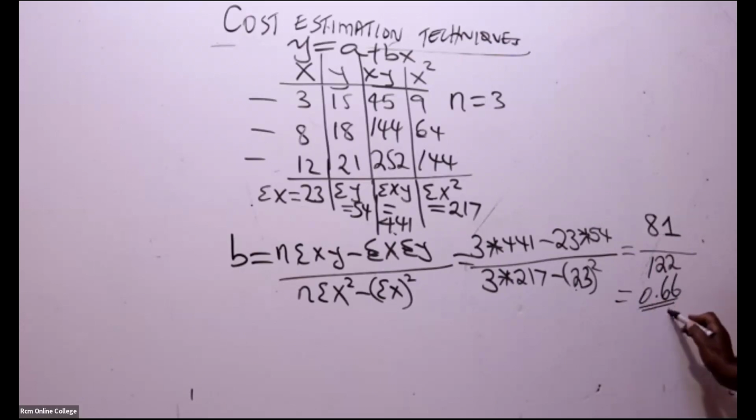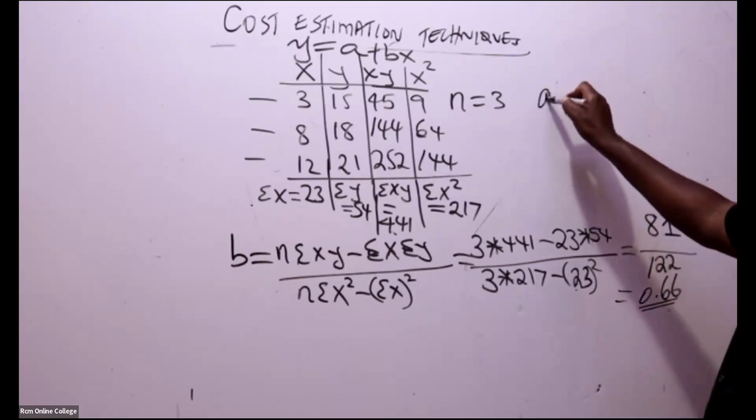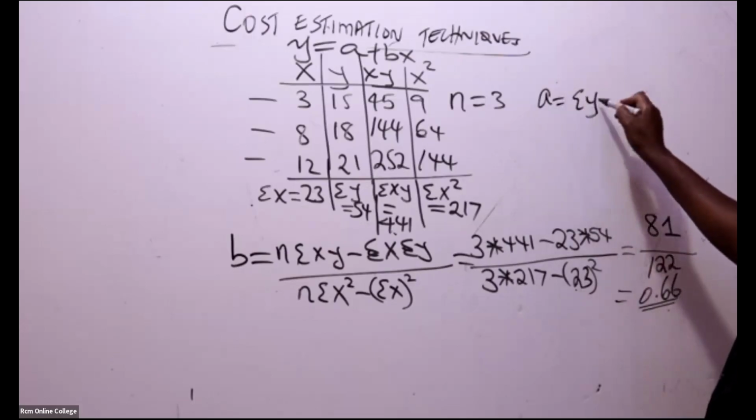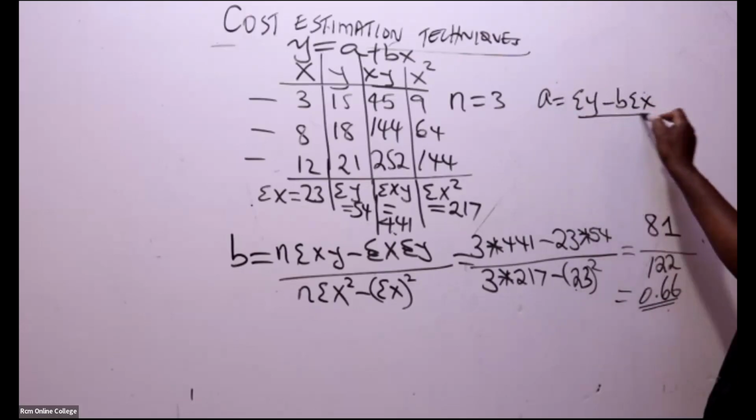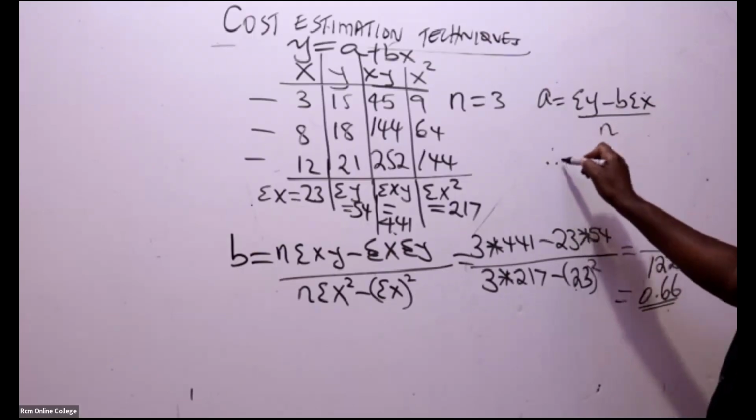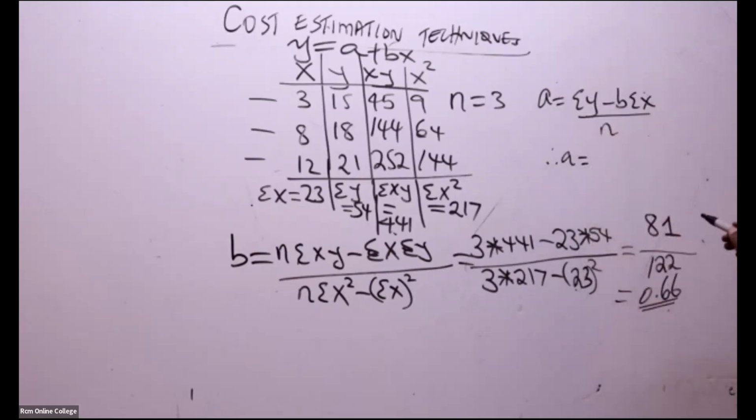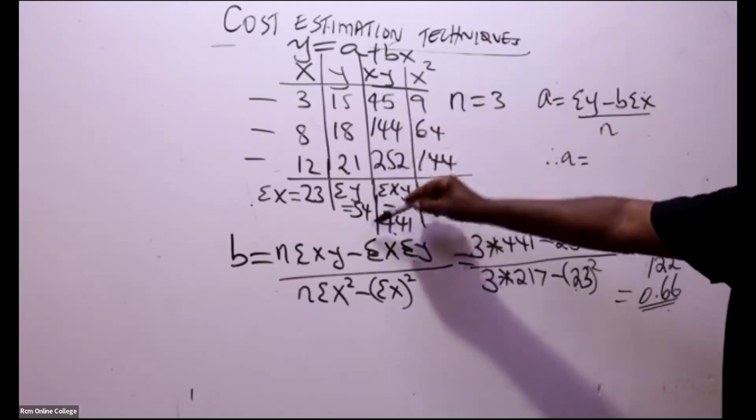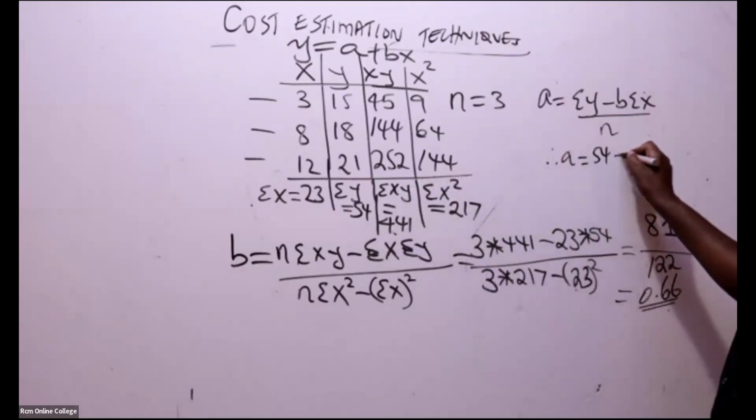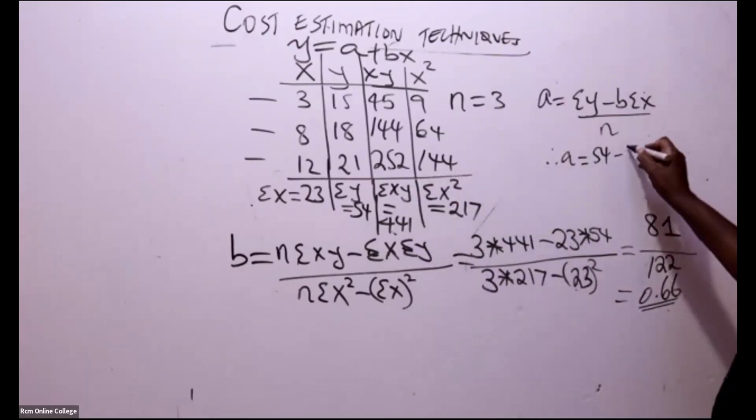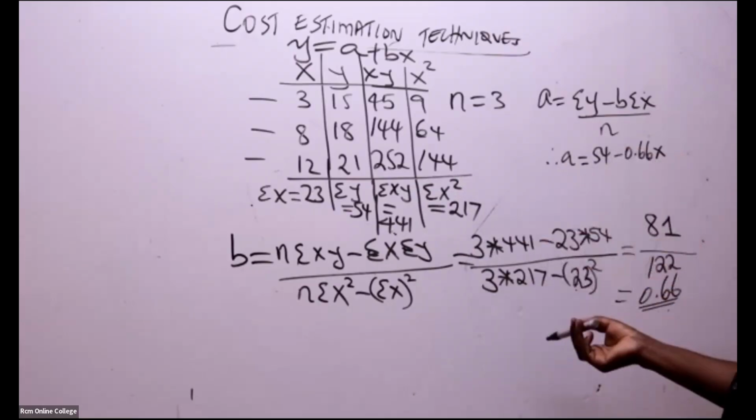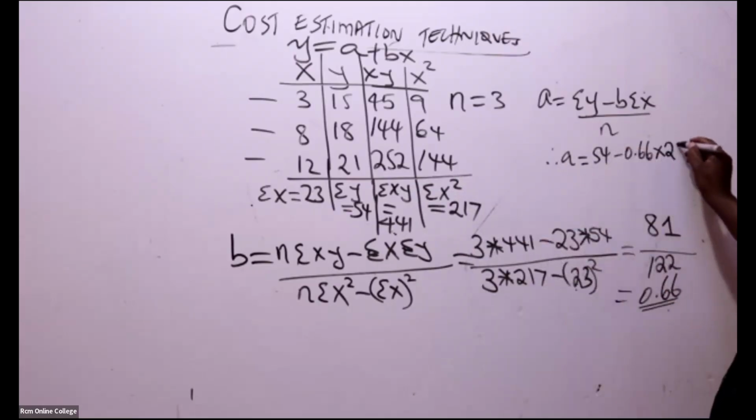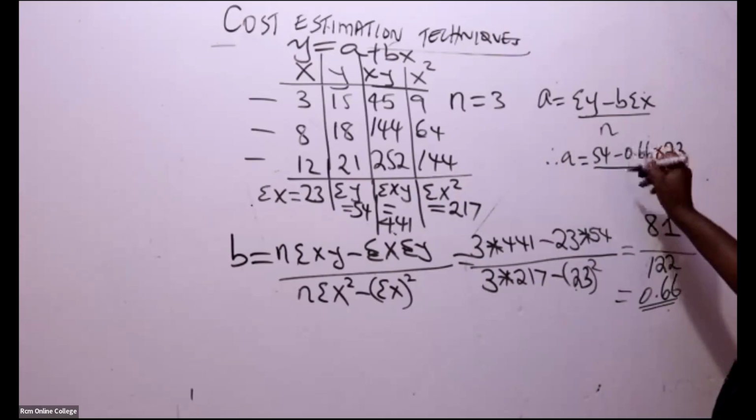Thank you so much. So from there, please go ahead and give us the value of A, which is summation of y minus b summation of x, all over n. Therefore, A will be summation of y, which is 54, minus the b that you have just gotten, 0.66, times summation of x, which here is 23. Everything is to be divided by our n, which is 3.